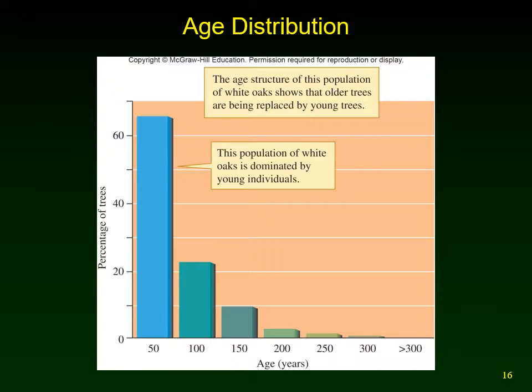A chart from your text on the percentage of white oak trees in each age category. So this is 0 to 50, 50 to 100, 100 to 150. And as you can see, there's the most amount of trees, over 60% of the trees were in this age bracket. A little over 20% of the trees were up to 100 years old, decreasing down to just a few percent that were around 300 years old.